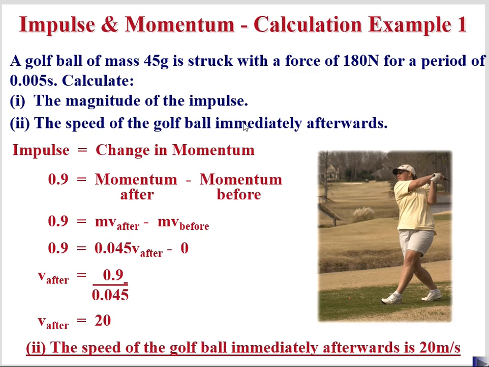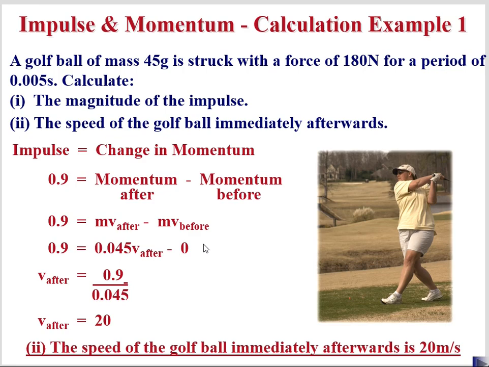Calculate the speed of the golf ball immediately afterwards. Impulse is change in momentum. If we need a speed, we can use this. We know what the impulse is, but we need to rearrange the equation for v after. So the change in momentum is momentum afterwards minus momentum before. So mv after minus mv before.